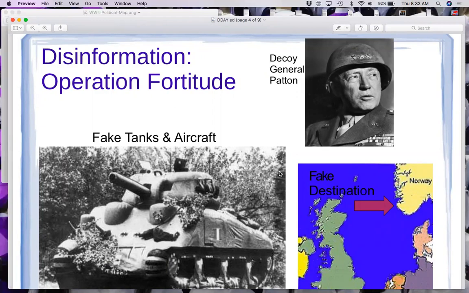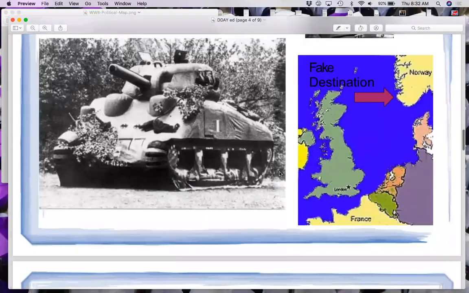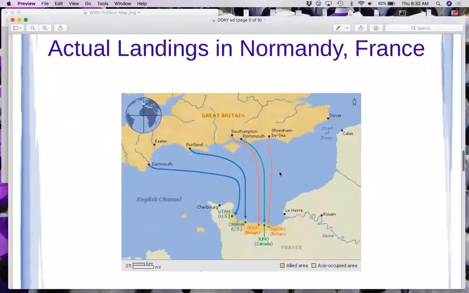because the Nazis were doing a lot of aerial surveillance. So this was all a campaign to make Hitler think that instead of going into France, which was their real destination, they would be going into Norway. And so that's what this was all about, Operation Fortitude. And it really was quite successful, frankly. But here's where we actually landed.